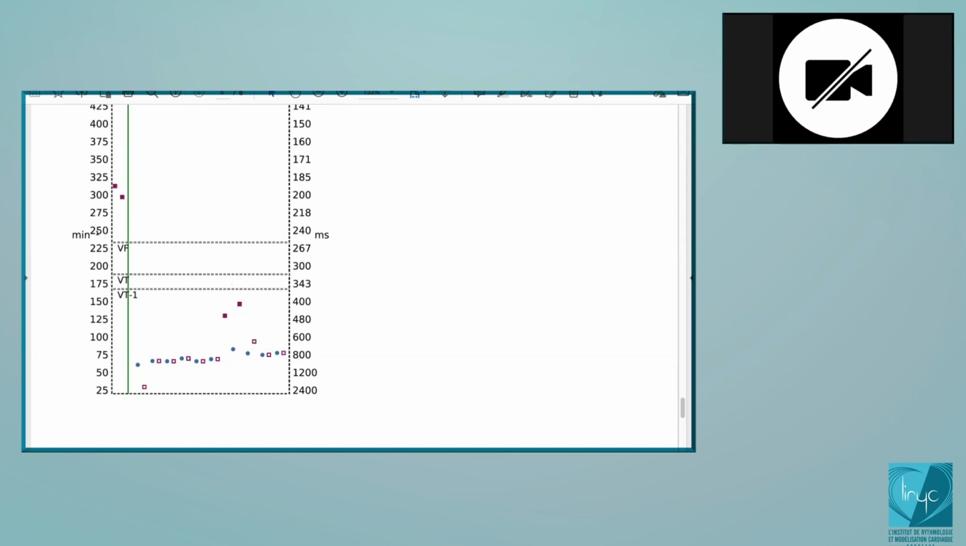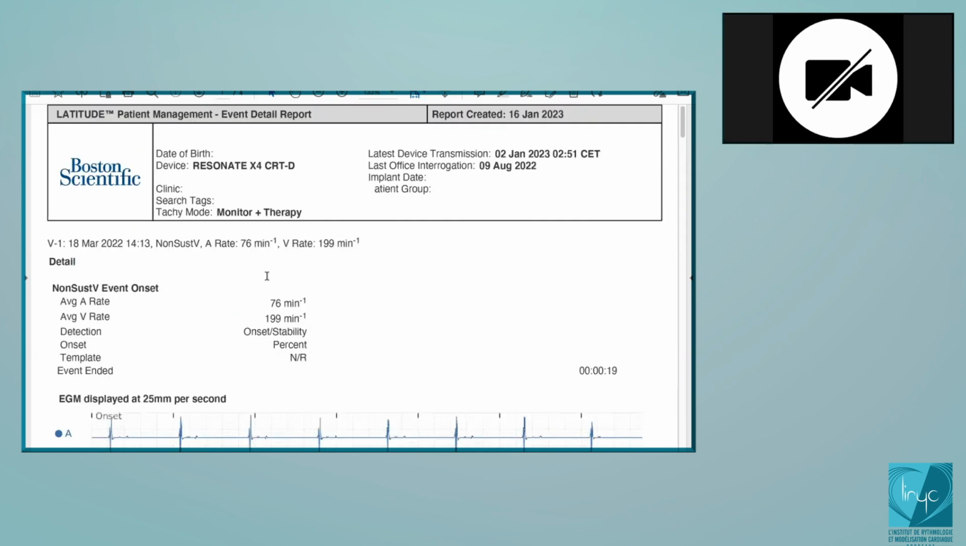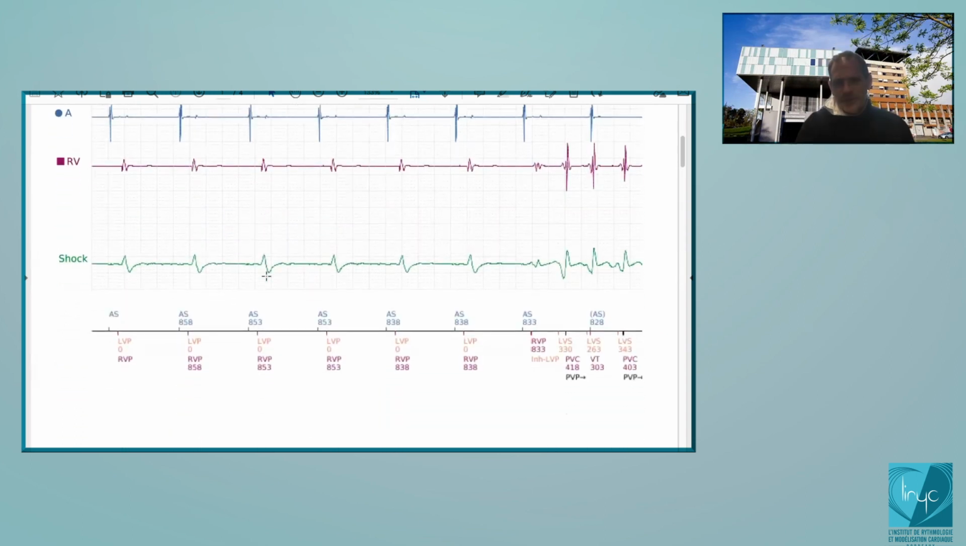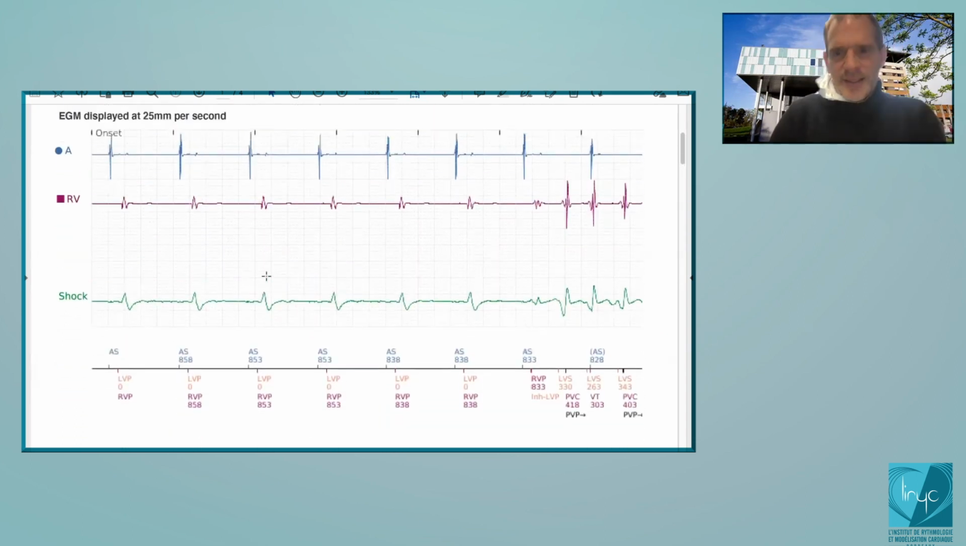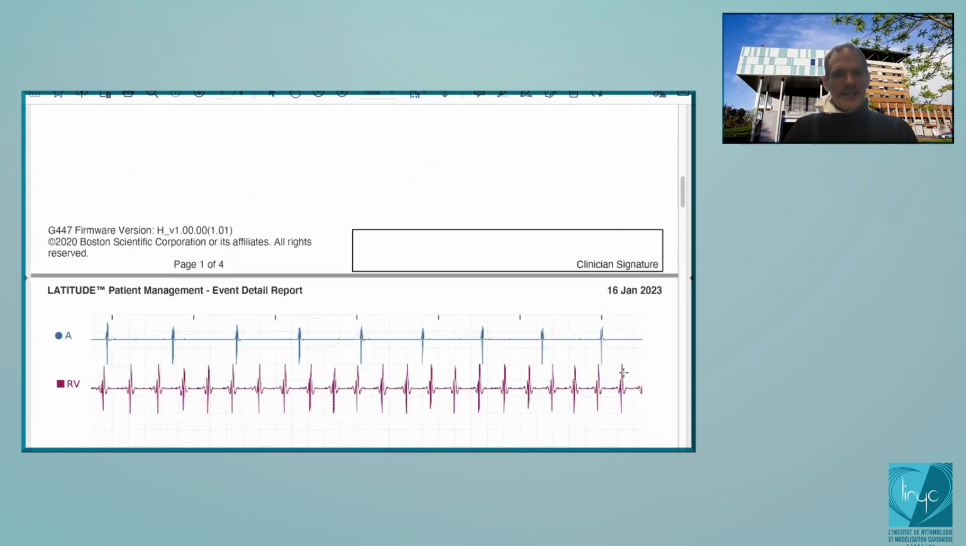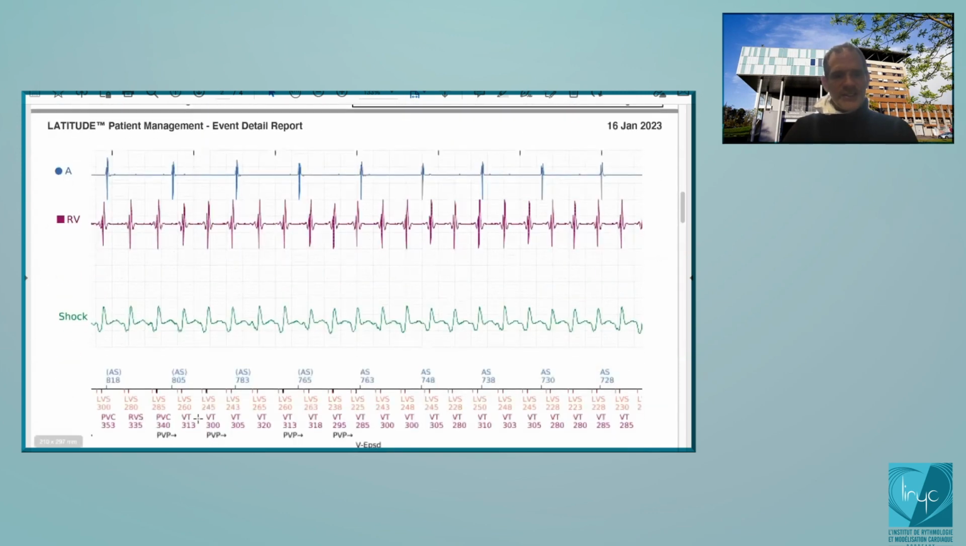So I will show you just briefly, but you see this is another episode of arrhythmia. So it's once more a ventricular tachycardia. You see here biventricular pacing, 1 PVC, and this cycle is classified VT. But the next cycle is VS, PVC, so it's outside the zone. And then there's an acceleration, and then the cycles are VT.